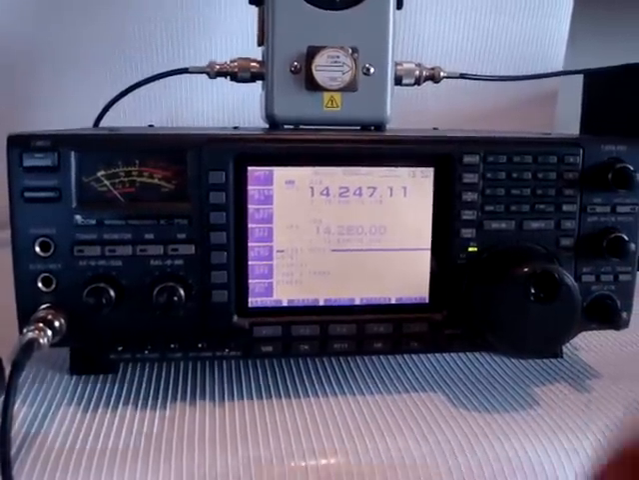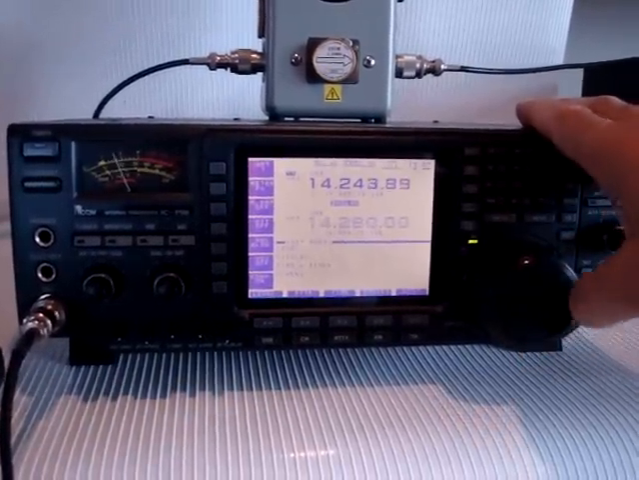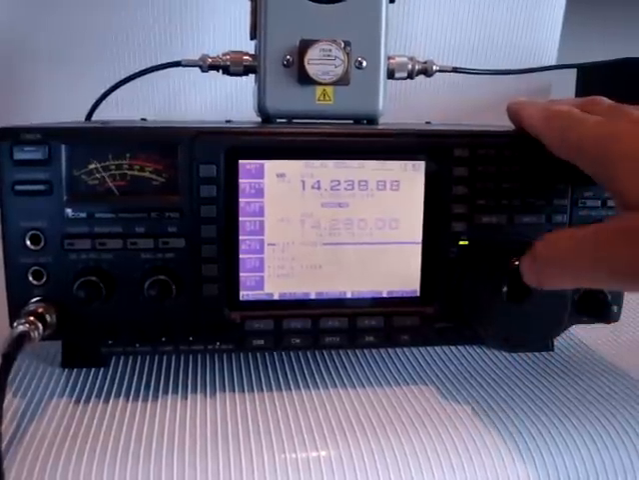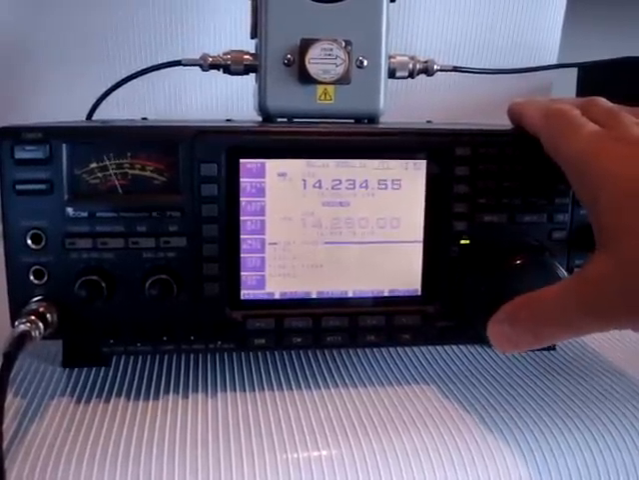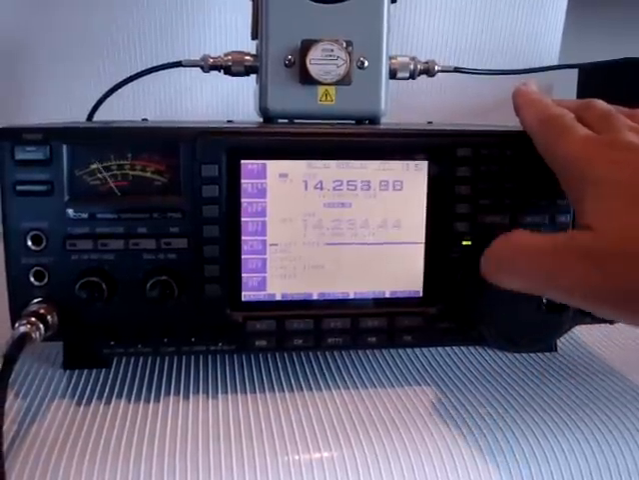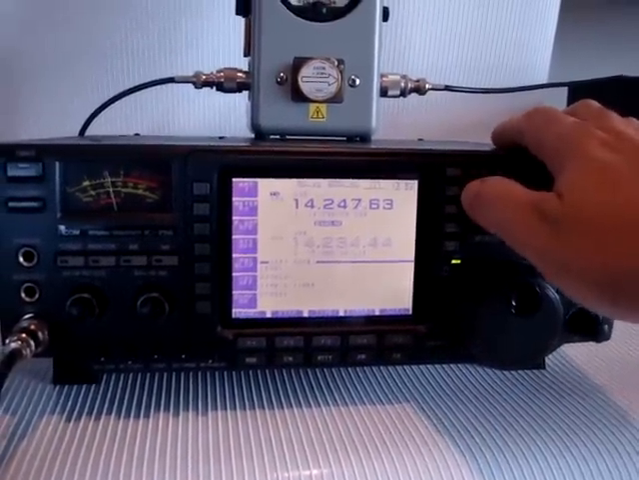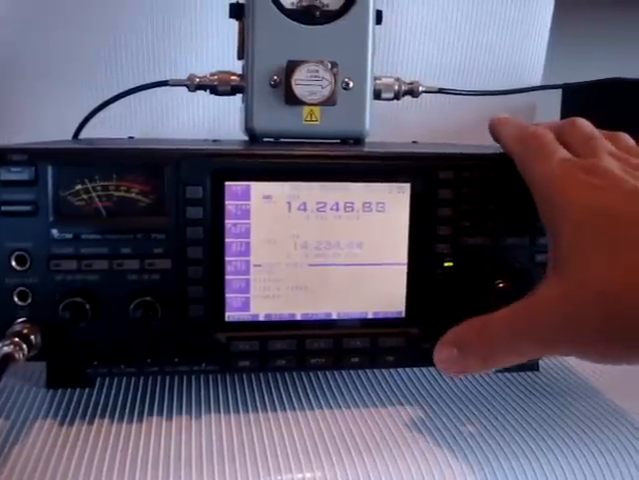It has a dual watch feature. 1-8-4-1-8. Allows me to listen at two different spots in the same band. We have it switched off again.